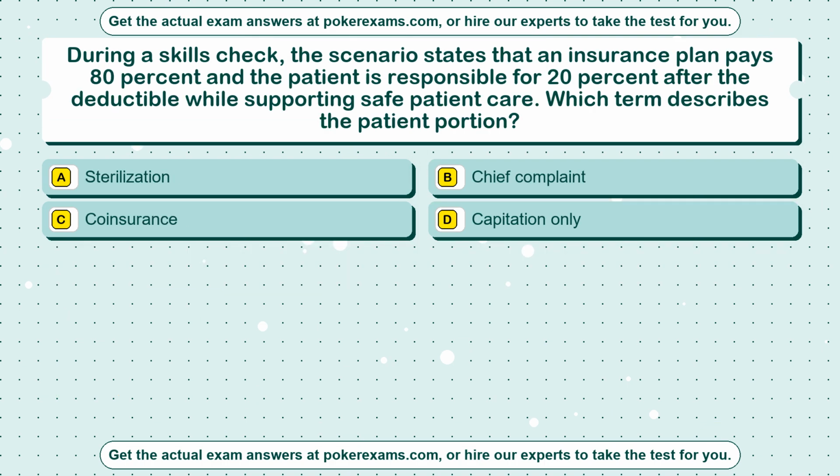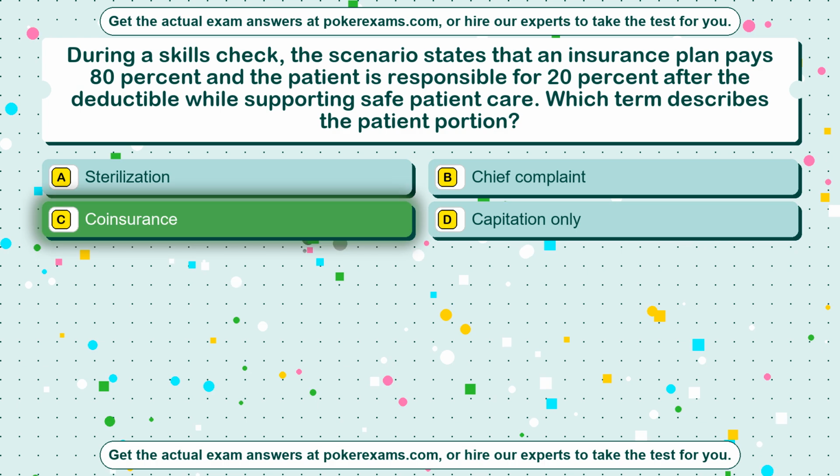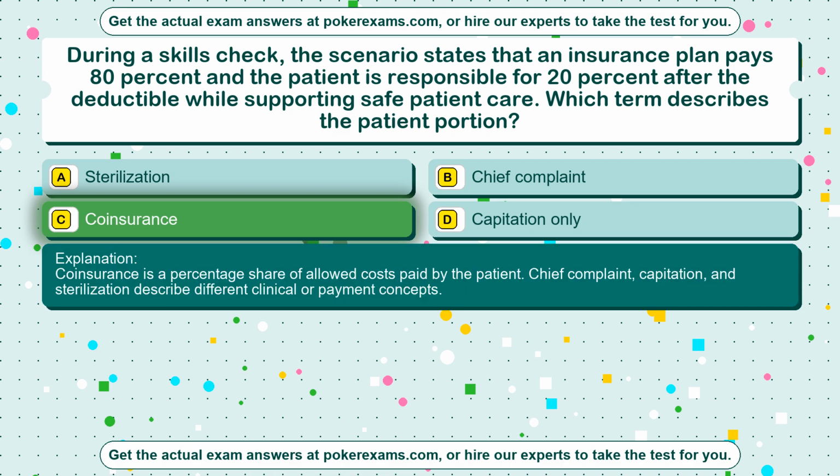Question 48. During a skills check, the scenario states that an insurance plan pays 80% and the patient is responsible for 20% after the deductible while supporting safe patient care. Which term describes the patient portion? Option A, sterilization. Option B, chief complaint. Option C, coinsurance. Option D, capitation only. The correct answer is option C, coinsurance. Coinsurance is a percentage share of allowed costs paid by the patient. Chief complaint, capitation, and sterilization describe different clinical or payment concepts.